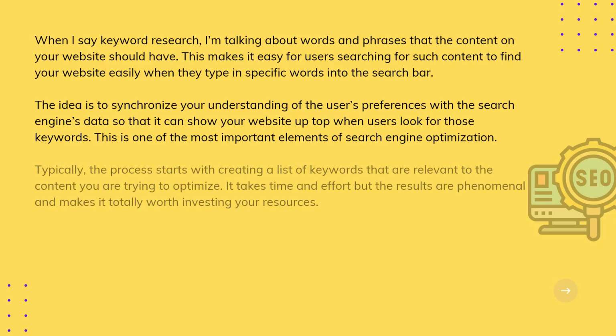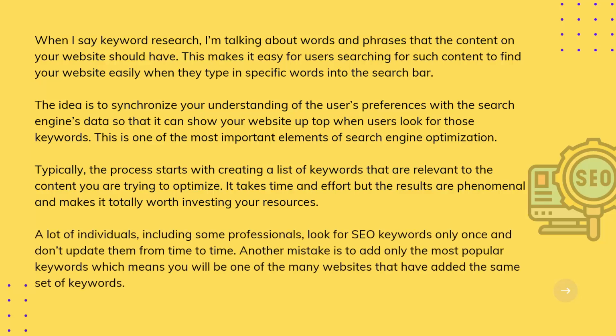Typically, the process starts with creating a list of keywords that are relevant to the content you are trying to optimize. It takes time and effort, but the results are phenomenal and make it totally worth investing your resources. A lot of individuals, including some professionals, look for SEO keywords only once and don't update them from time to time. Another mistake is to add only the most popular keywords, which means you will be one of the many websites that have added the same set of keywords.